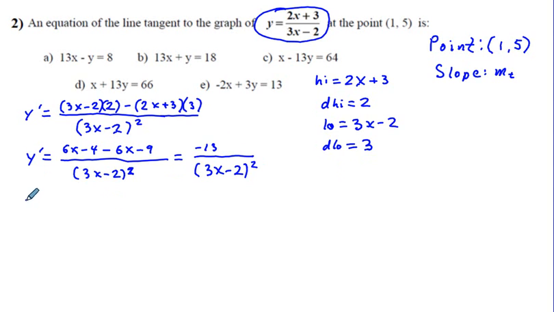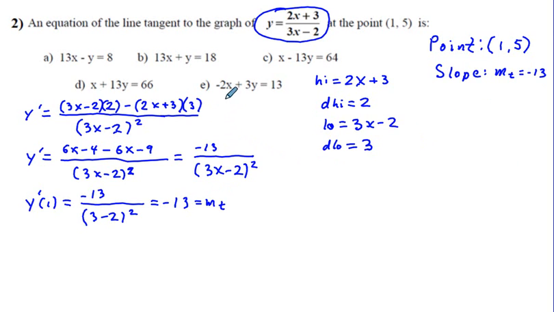So now let's go ahead and substitute in 1. So I'm going to call this y prime of 1. That's going to be equal to negative 13 over, we have 3 times 1, or 3 minus 2 squared. It's going to simplify to negative 13 over 1. So that's going to be equal to our m sub t, we call this, equals negative 13.